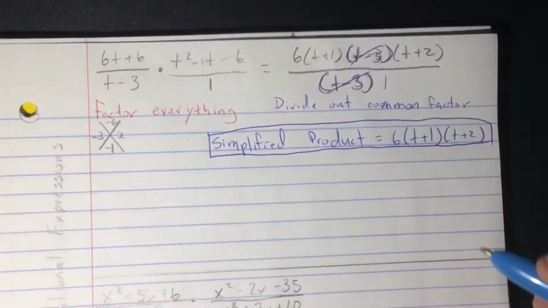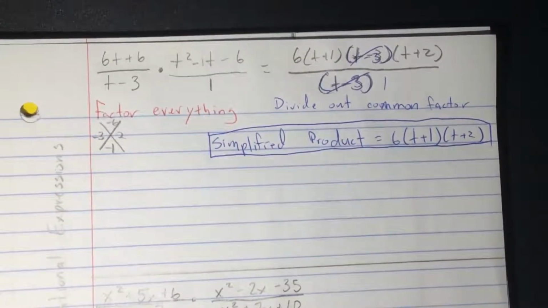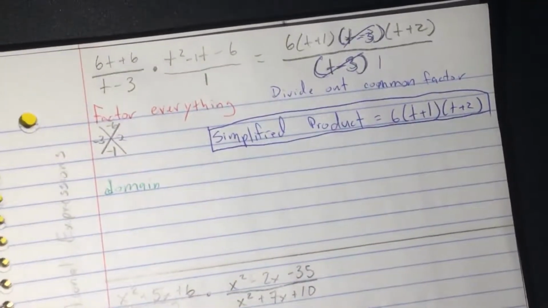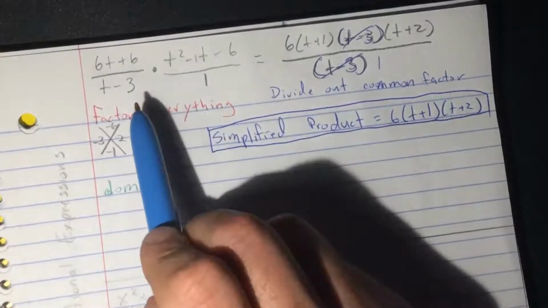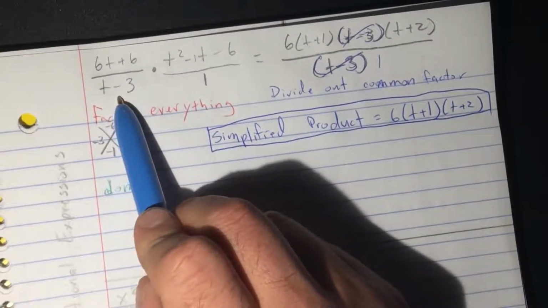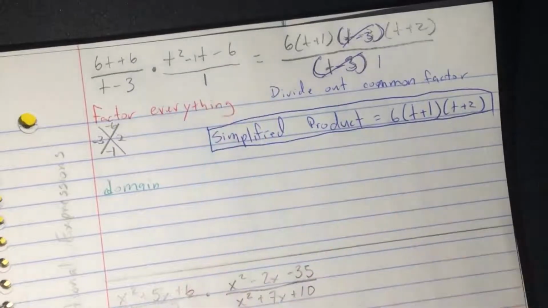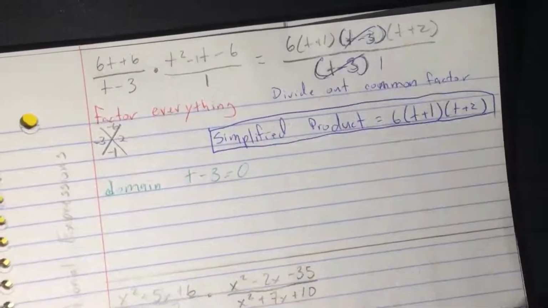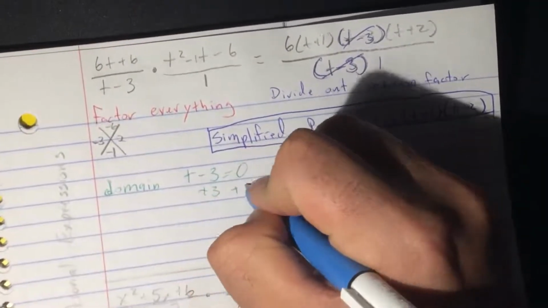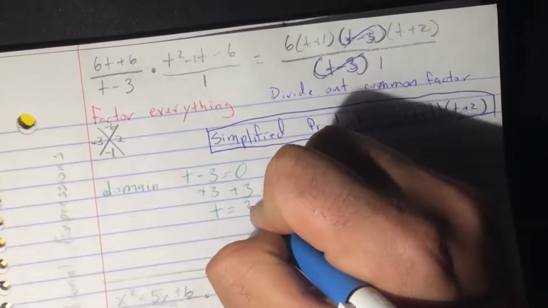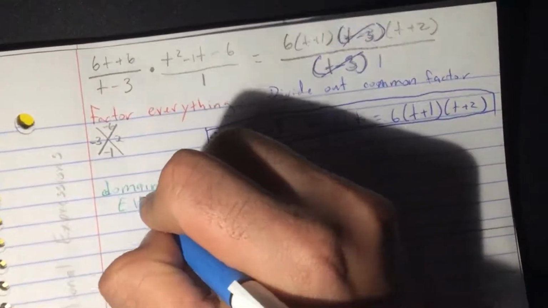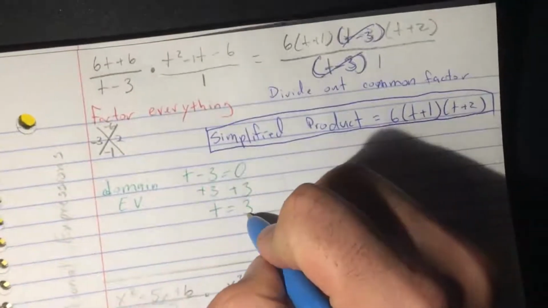No big deal. Now, once again, we've got to find the domain. And remember, the domain is based off the original denominator, or denominators. In this case, t minus 3 and 1. So we can just use the t minus 3 and set it equal to 0. So we can add 3 to both sides, and we get that t is equal to 3. That means our excluded value is equal to 3.